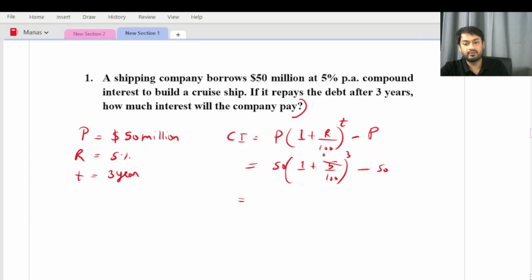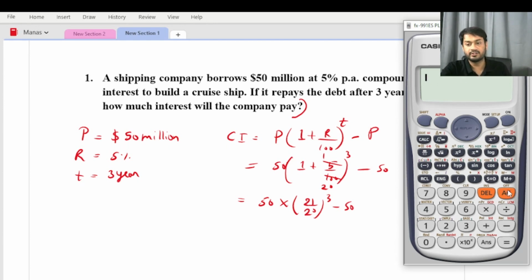So it is 21 upon 20. 5 times 1 is 5, 5 times 2 is 10, and then it is 20. Now you can take the LCM. So 50 into (21 upon 20) to the power 3 minus 50. Let's solve this on a calculator. Because it is that difficult, and we are going through the Cambridge curriculum, you need to understand that a calculator is very helpful. Otherwise you will not be able to solve such type of question in a very short span of time.